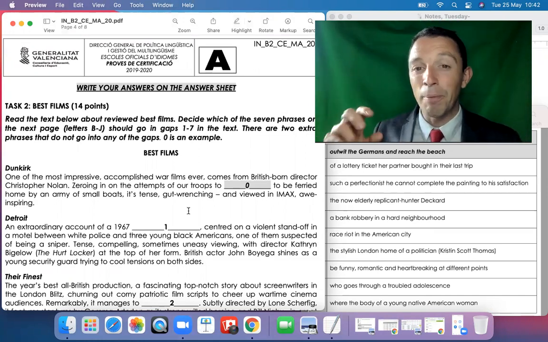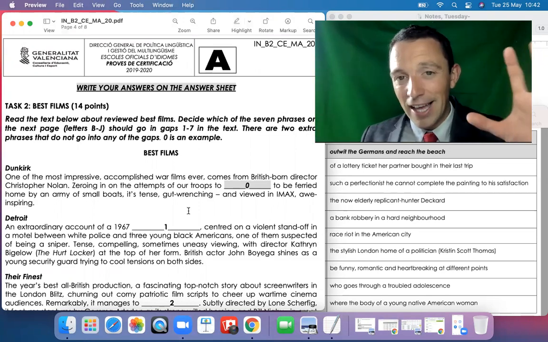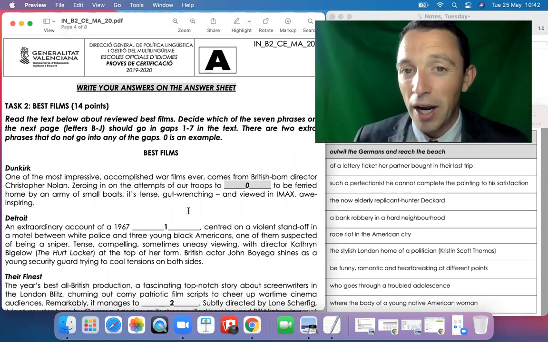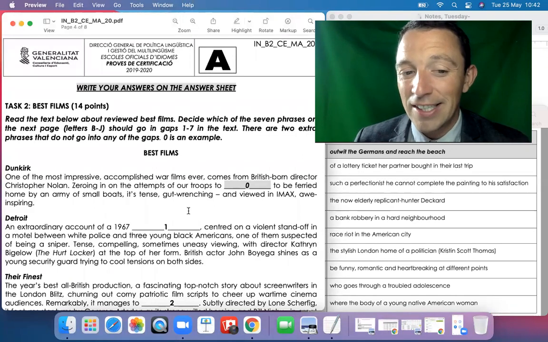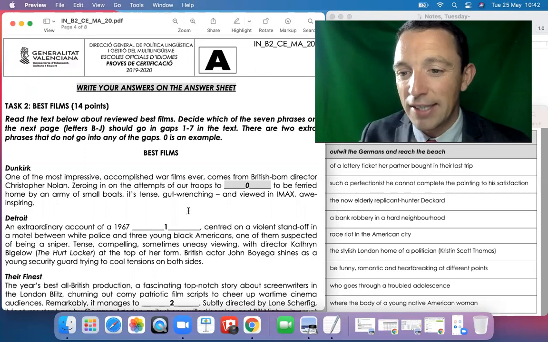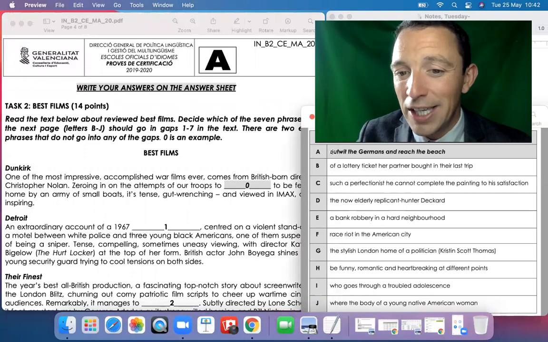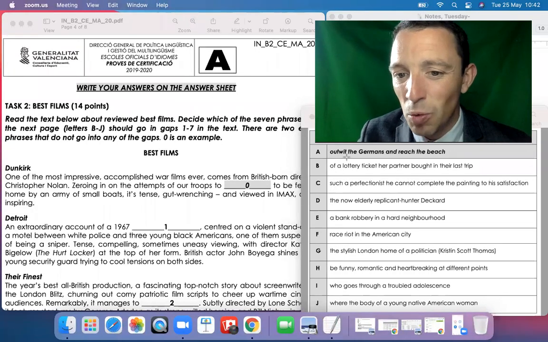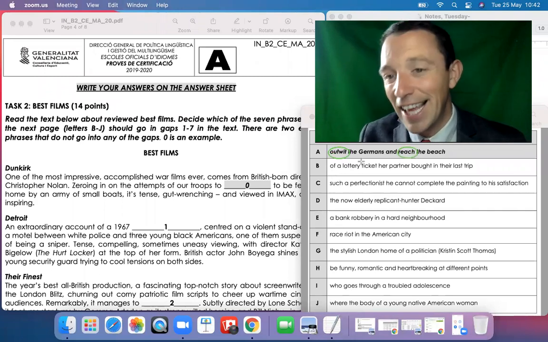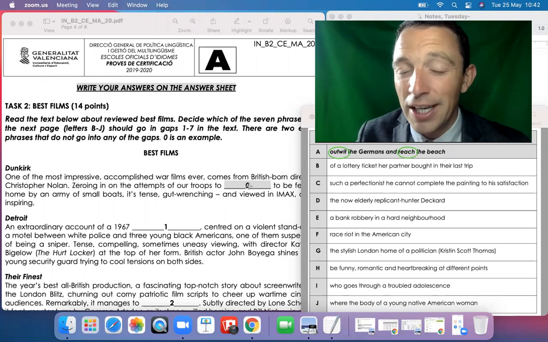They're very similar compared to the Cambridge exam, compared to the IELTS exam, and this Escuela Oficial de Idioma exam. A lot of exams have reading exercises, and this one is interesting. Okay, so if we look at the options, we can see A is to outwit the Germans, and I'll just highlight the difficult vocabulary. So to outwit the Germans and reach the beach, that's the first option. And I think option 0 is corresponding to A. So we are given the first answer, which is A.